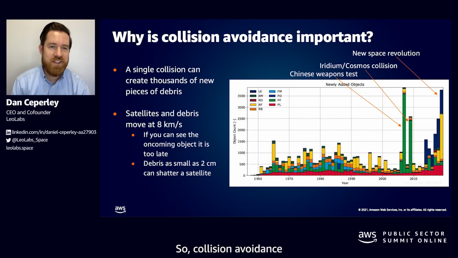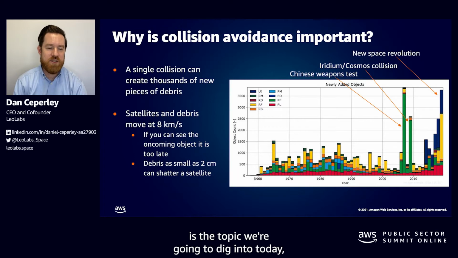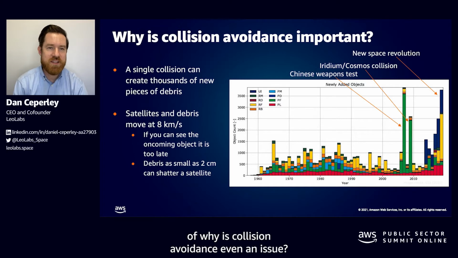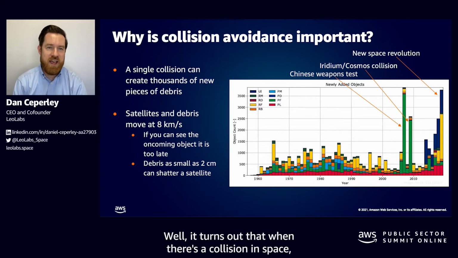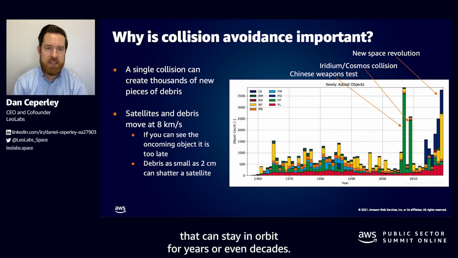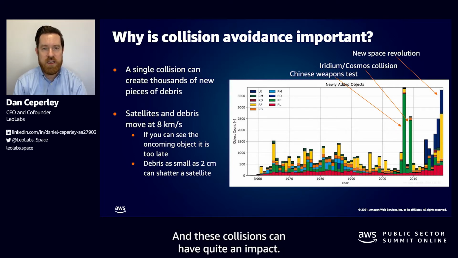So, collision avoidance is the topic we're going to dig into today, and we need to start with the big question of why is collision avoidance even an issue? Well, it turns out that when there's a collision in space, it not only damages or destroys an individual satellite, but it produces a set of debris that can stay in orbit for years or even decades. And then that debris can go off and threaten other satellites in the same constellation or other constellations. And these collisions can have quite an impact.